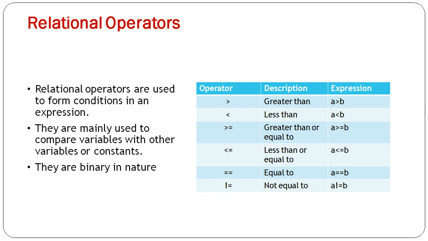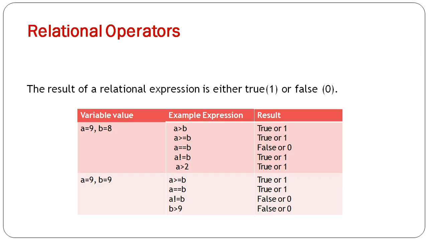Next, coming to relational operators. We often compare two quantities, and depending on their relation, we take certain decisions. For that comparison, we use relational operators. They are binary in nature. Here we have greater than, less than, greater than equal to, less than equal to and not equal to symbols. They return Boolean output, that is either true or false.